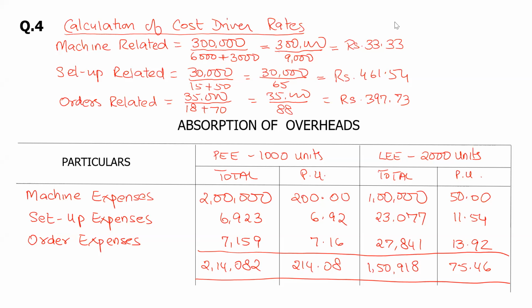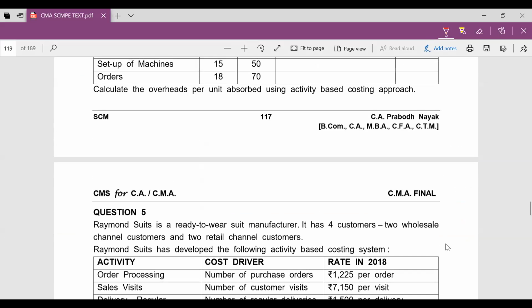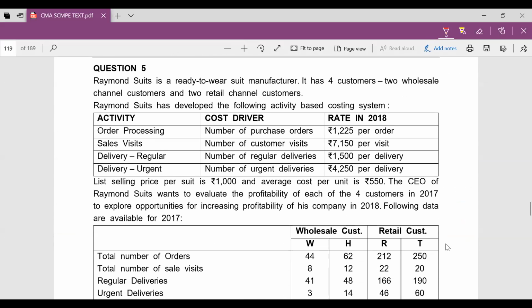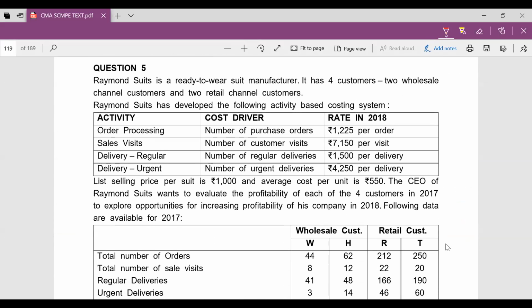Is everybody back? So let us start. We'll start with question number 5. From here starts big problems, more calculations, more analysis.